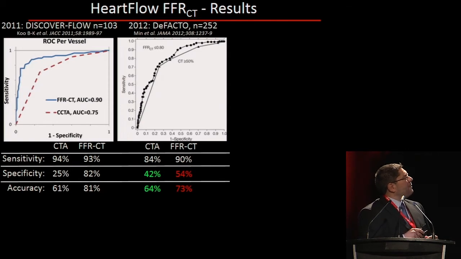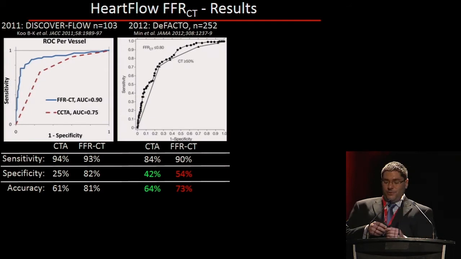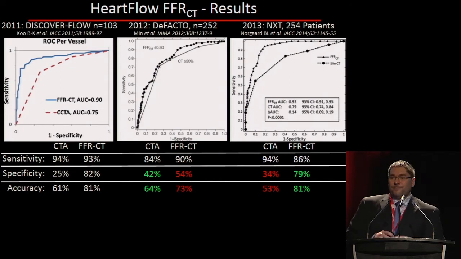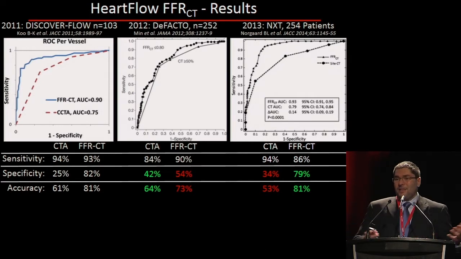Now, the second trial came along, and look at what happened here. CTA did a little bit better, but FFR CT, and this one also had more patients, actually did worse. Accuracy was, instead of 81%, 73%. That was a little interesting to see. And of course, a year later, another study comes out, with even more patients, and this one flipped the coin. CTA now did worse, but FFR CT did better. Of course, there are technical reasons for that, and there's sampling. You're picking 250 patients, that's random sampling.